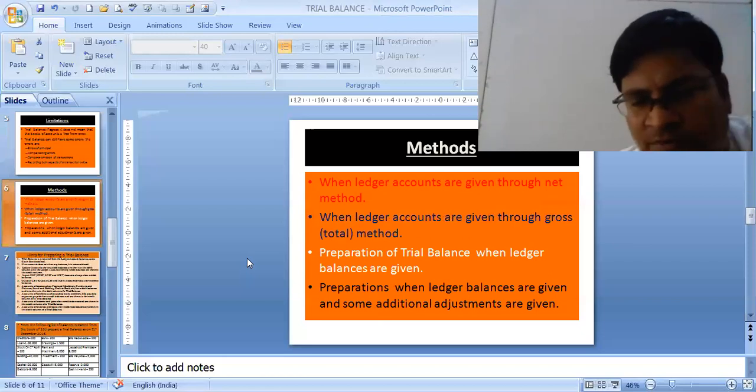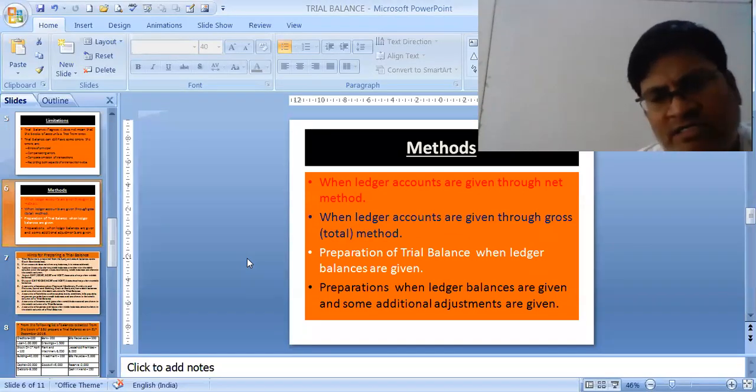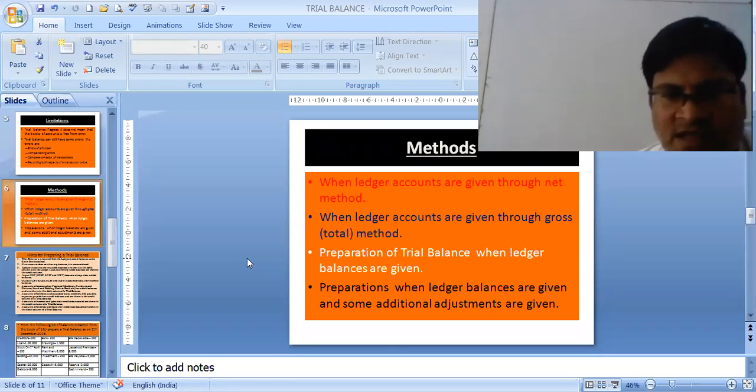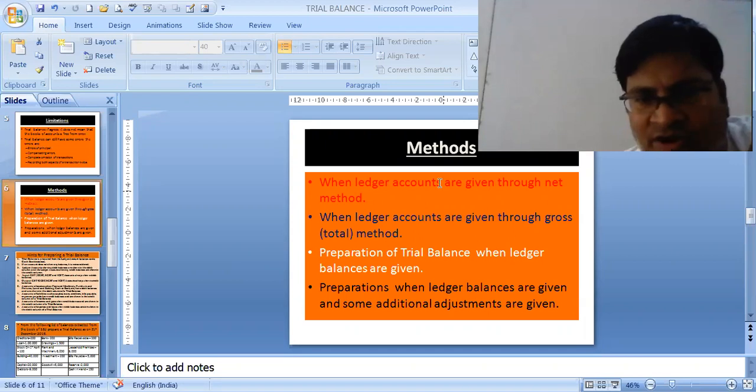There are different methods of preparing trial balance, actually 3 methods. Number 1, when ledger accounts are given, that is through the net method. When ledger account balances are given, I should write.